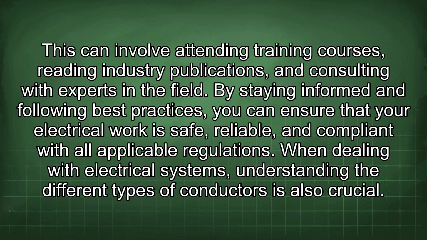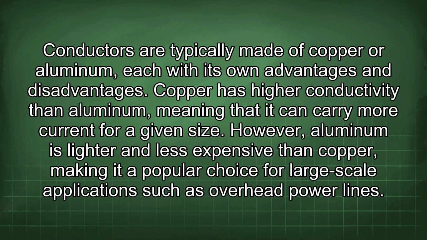all applicable regulations. When dealing with electrical systems, understanding the different types of conductors is also crucial. Conductors are typically made of copper or aluminum, each with its own advantages and disadvantages. Copper has higher conductivity than aluminum, meaning that it can carry more current for a given size.